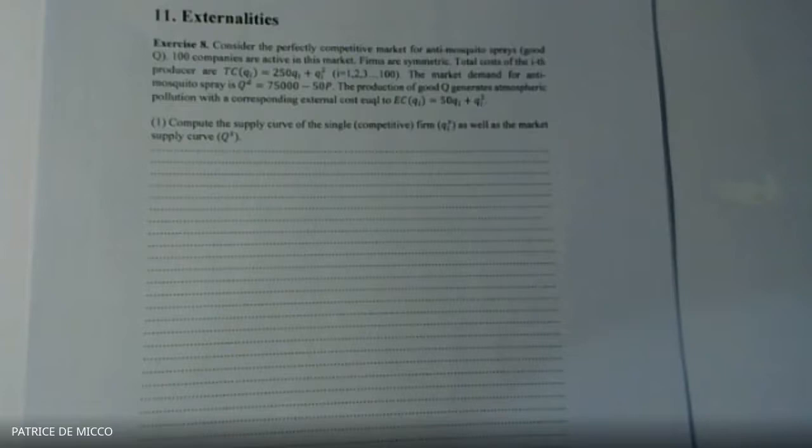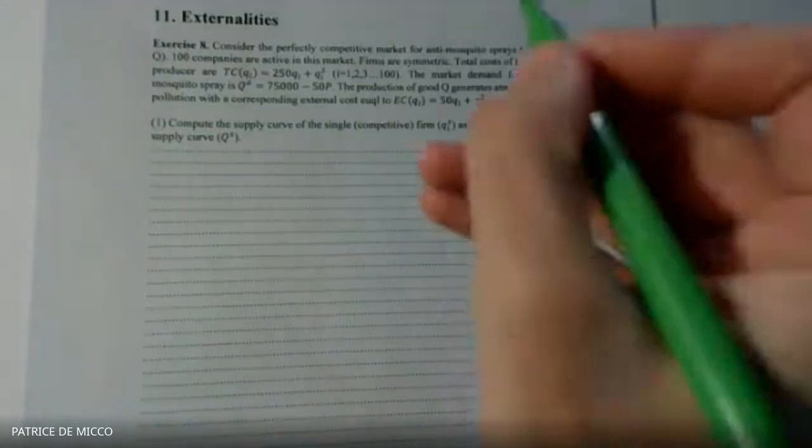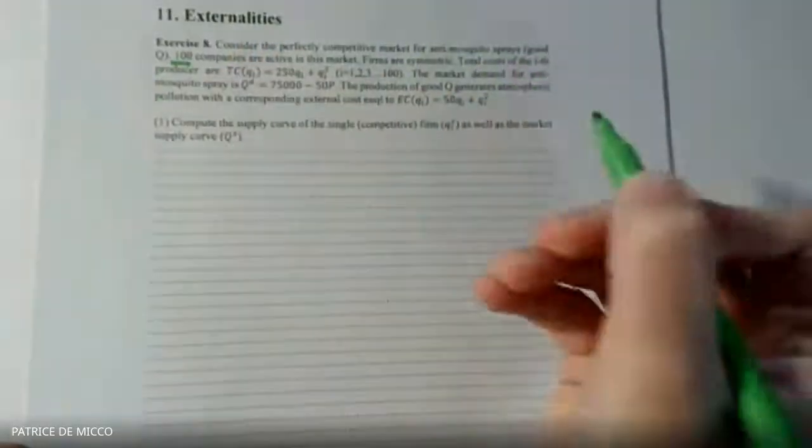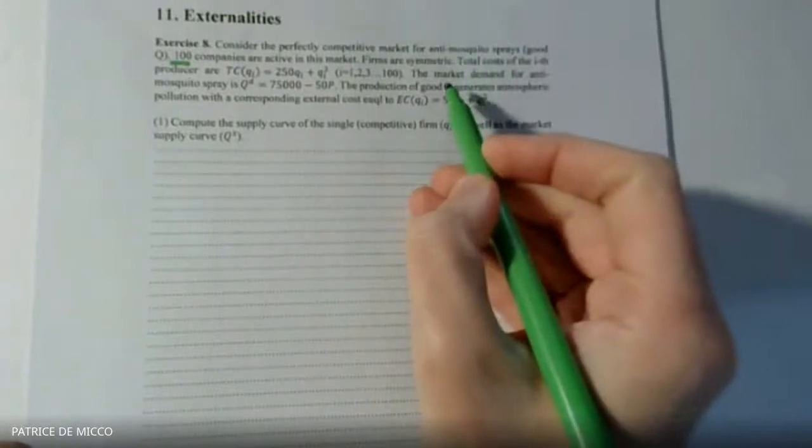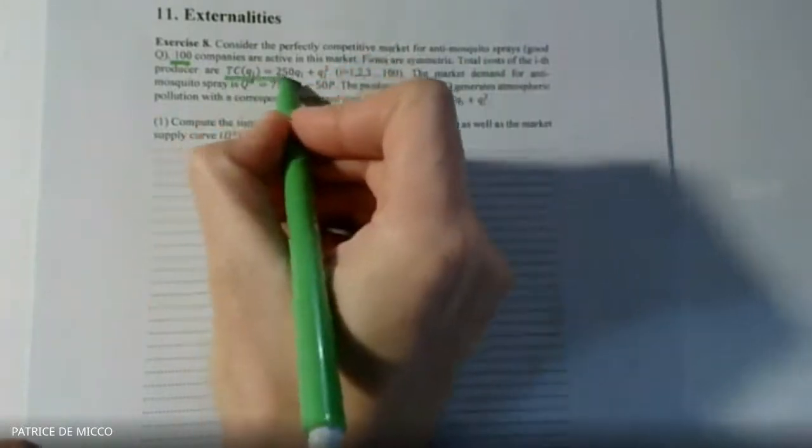Hi everybody, we are now going to solve exercise 8, chapter 11, externalities. Okay, so we have a perfectly competitive market, 100 companies, as you can see here, firms are symmetric. This is the total cost function, 250 Qi plus Qi square, where i obviously stands for 1, 2, 3 up to 100.